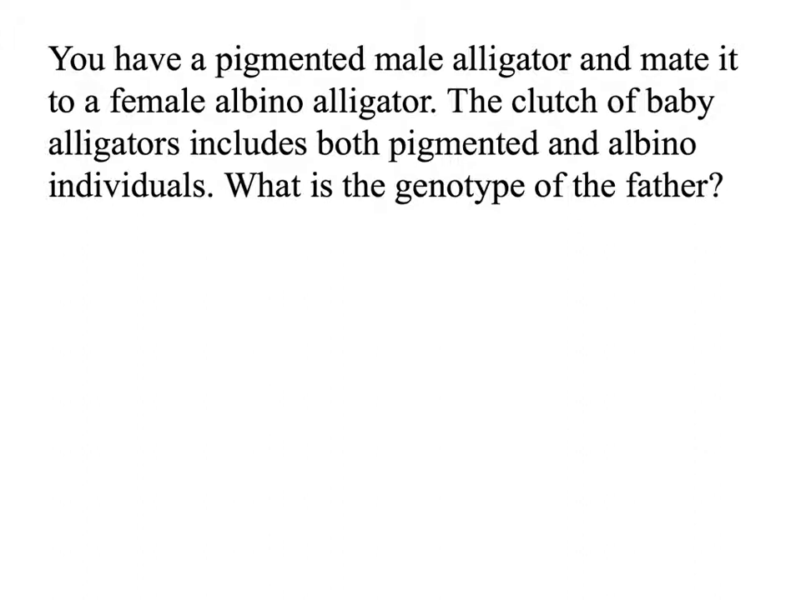So if we look back at our alligator, we have run a test cross. We have our pigmented male alligator, and he has been mated with a female albino. The clutch of babies hatches out, and we see both pigmented and albino babies. So, what is the genotype of the father? Because the albino babies show up, we know that he has to be heterozygous. For albinos to show up in the offspring, the dad and the mom both must have little m's to give to the offspring.